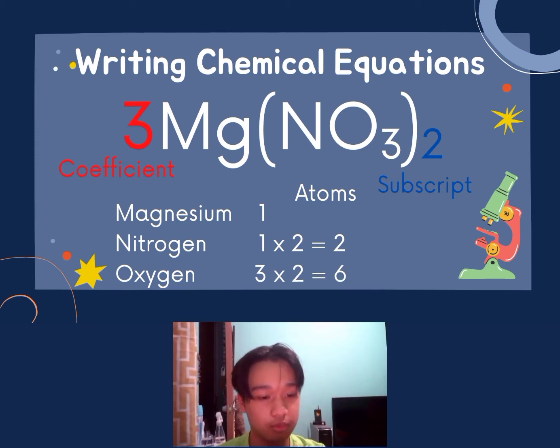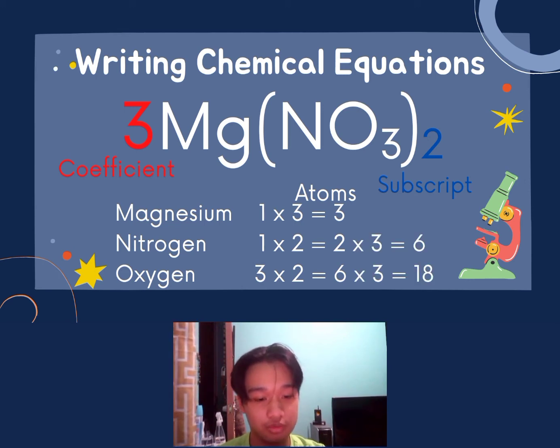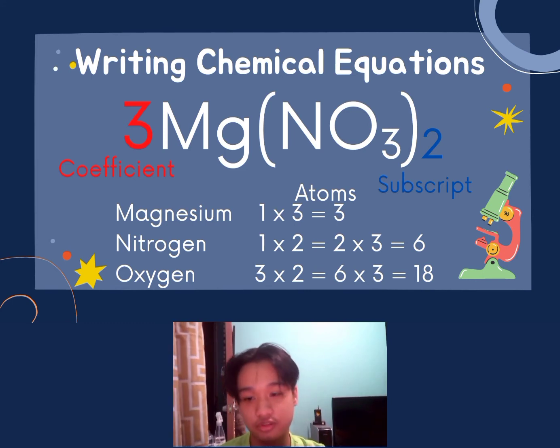After that, you will multiply the 3 to the subscript of each element. That's magnesium, 3 times 1 equals 3. Nitrogen is 3 times 2 equals 6, and oxygen is 3 times 6 equals 18. It's quite hard, but when you get the hang of it, it's really easy.